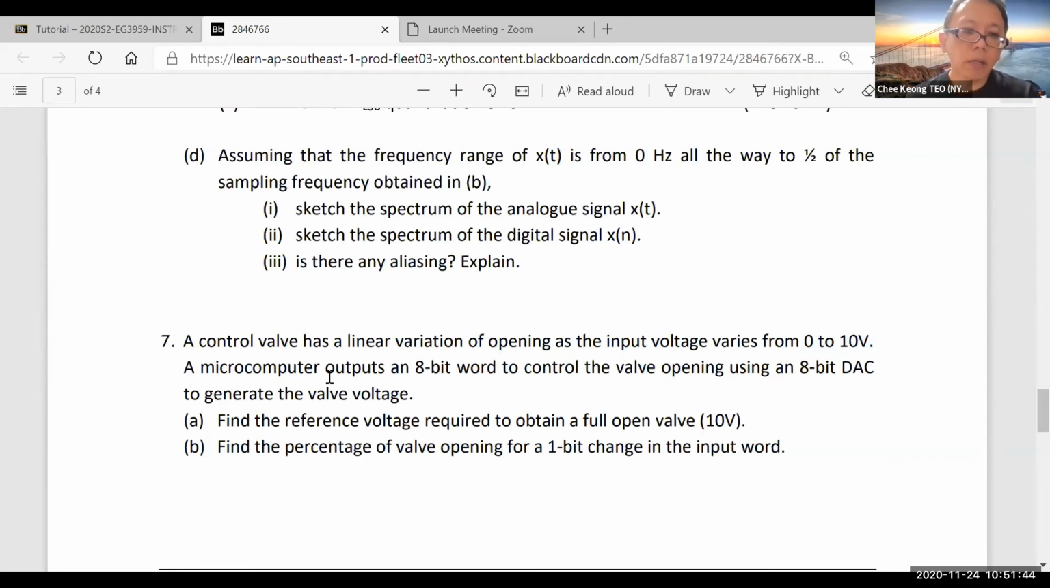And a microcontroller outputs 8 bits to control the valve using an 8-bit DAC. So the 8-bit digital goes in, and an analog voltage comes out, which we use to control the control valve. The question says, find the reference voltage required to obtain the full opening. Full opening is 10 volt.